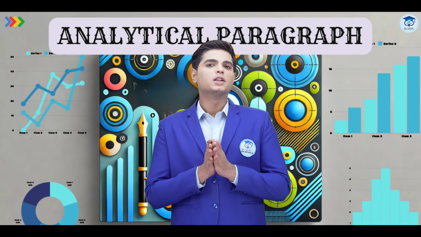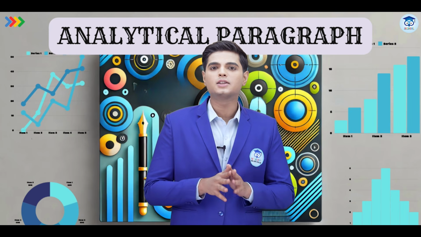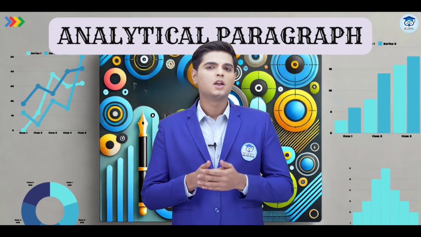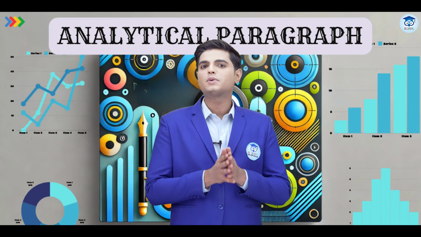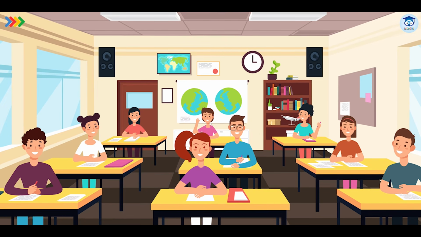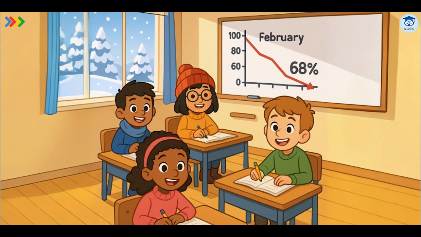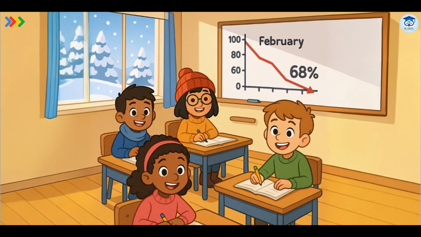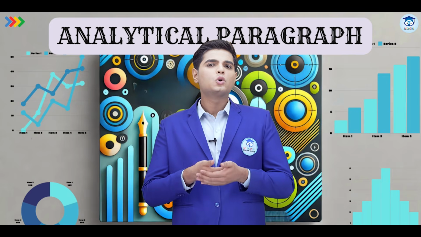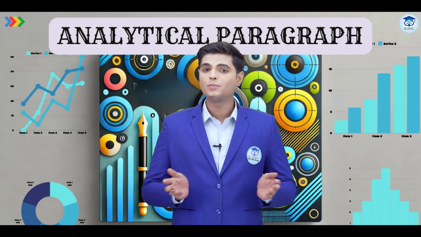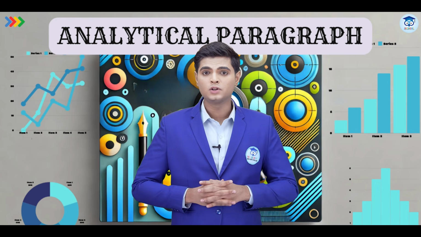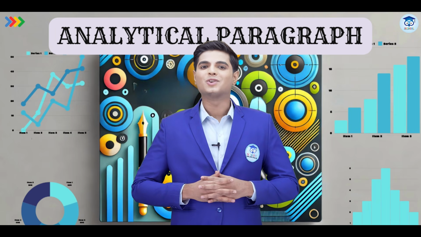Students, picture this. A school has recorded attendance data for 2 months. In January, 85% of students were present regularly. In February, it dropped to 68%. Now, instead of just showing these numbers, imagine writing, student attendance saw a sharp decline in February, possibly due to student illness or exam stress.